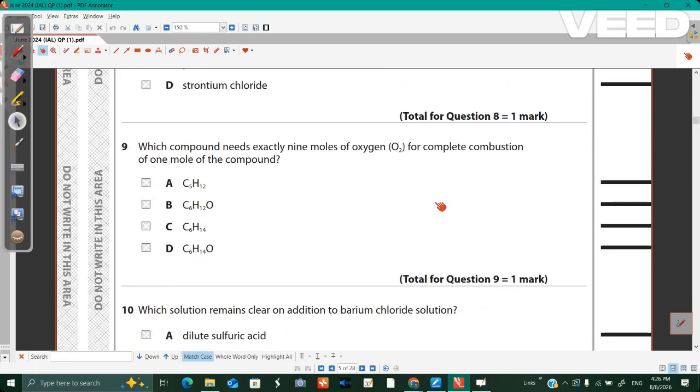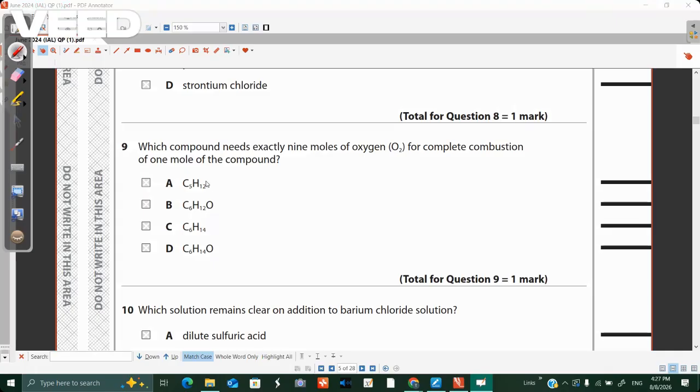Which compound requires exactly 9 moles of oxygen for complete combustion of 1 mole of the compound? So you have to write the balanced equations, right? 9 moles of oxygen. There's an easier way of doing it. You don't need to balance it actually.